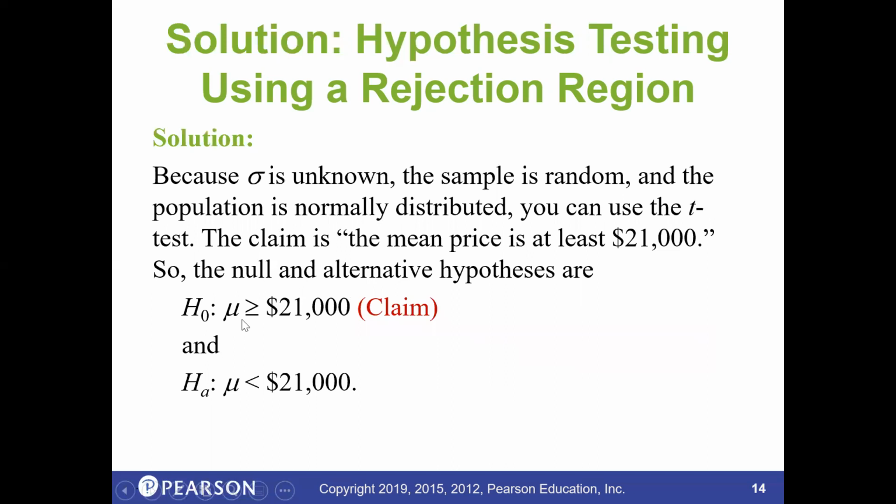So remember, H_0 includes the equal sign inside it, right? Because we want to know if the mean is at least 21,000, it's going to be mu is greater than or equal to 21,000. And that's the claim by the dealer. That means the alternative hypothesis is mu is less than 21,000.